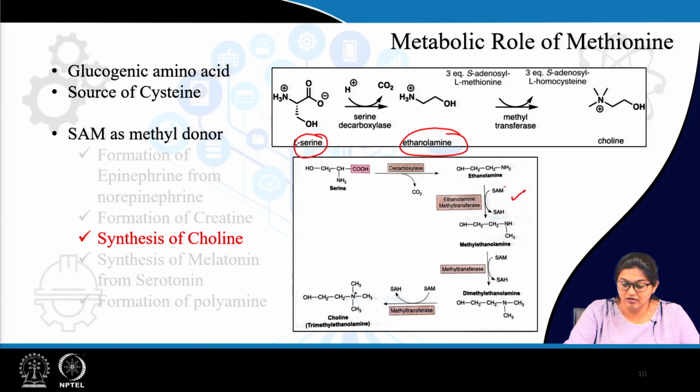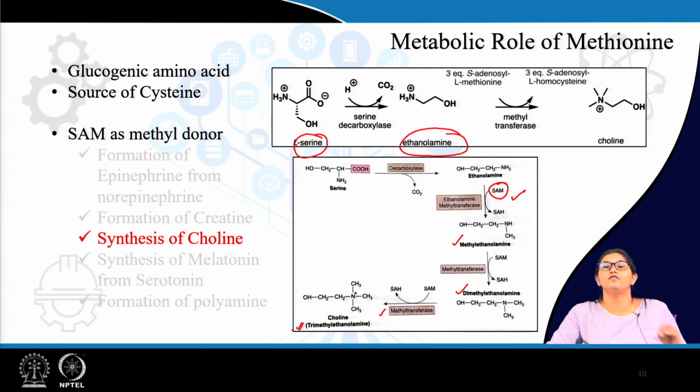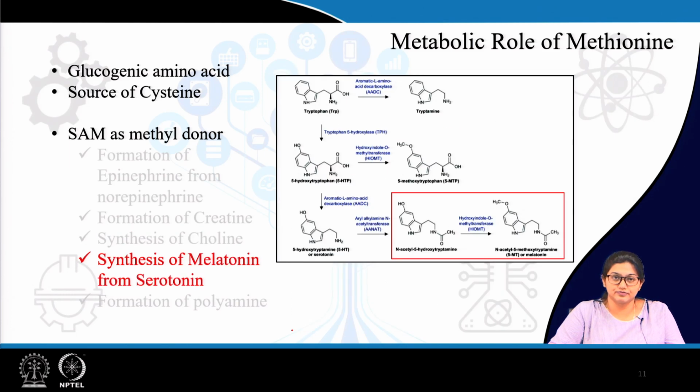methylation, the methyl group donor is SAM. So, here you are getting methyl ethanolamine, another methyl group is added forming dimethyl ethanolamine, then the third methyl group is added to form trimethyl ethanolamine, which is also known as choline. So, choline is also formed with the help of methionine. Finally, melatonin is formed from serotonin by taking the methyl group from SAM.